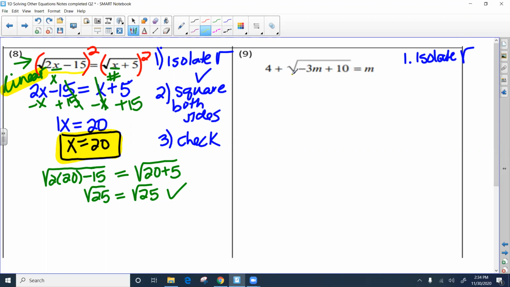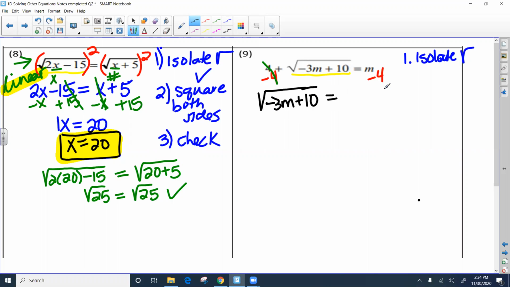So here's the radical part here. So to isolate the radical, I've got to get rid of this 4. So to get rid of the 4, I'm going to subtract 4. And it's an equation, so whatever I do to one side, I do to the other. So on the left side, if I subtract 4, I get rid of that 4, and I'm left with square root of negative 3m plus 10. So on that side, now the radical's by itself.